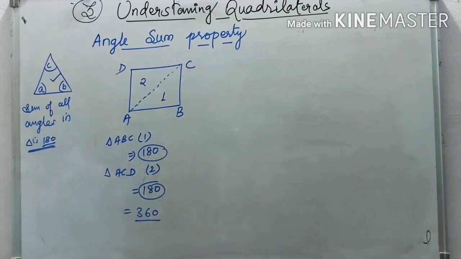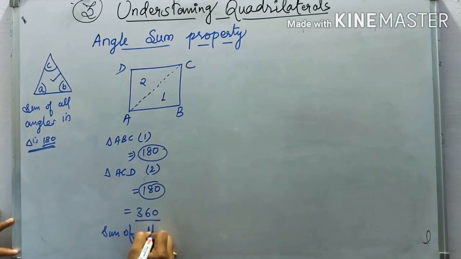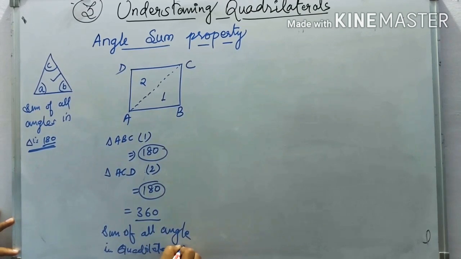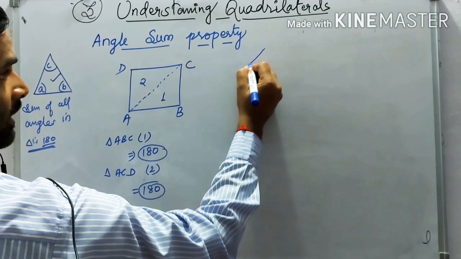It means the sum of all angles in a quadrilateral is 360. Okay, in the second example we take the pentagon.